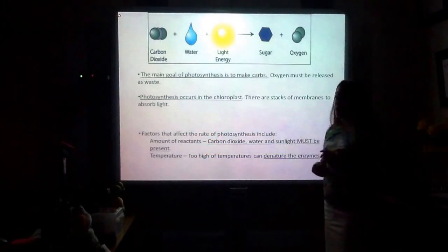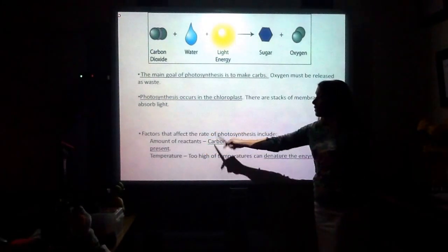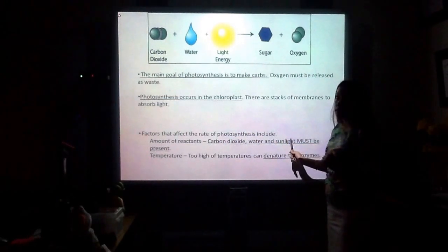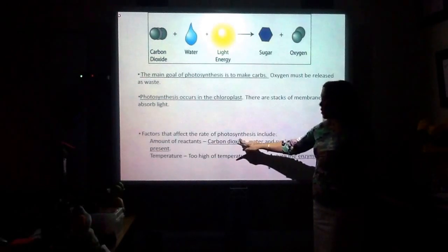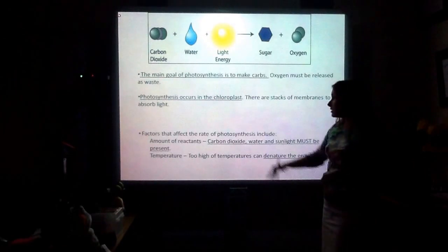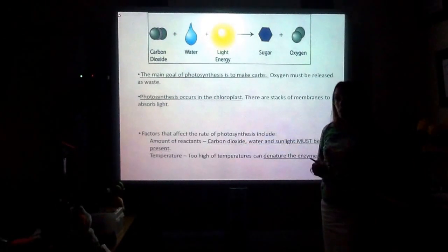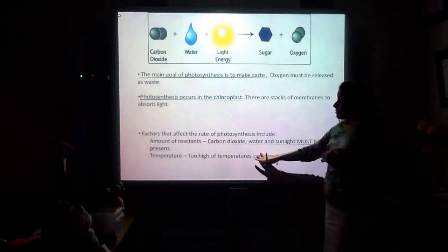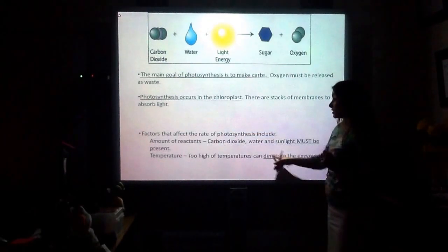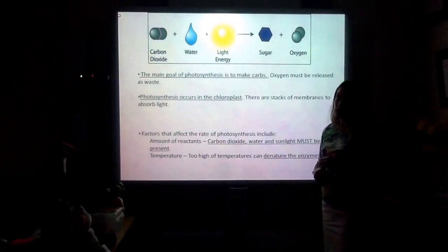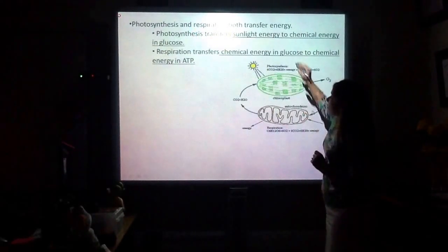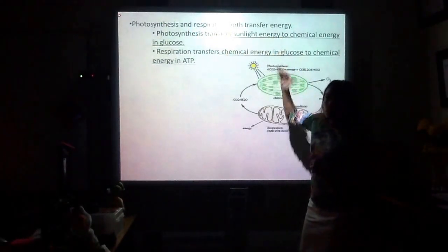Factors that can affect the rate of photosynthesis. We have to have our reactants: carbon dioxide, water, and sunlight. You'll want to put a little star by carbon dioxide because it's one of the most important things. If the plant doesn't have carbon dioxide, it cannot build the sugar. Also, temperature can affect the rate or speed of photosynthesis because too high of a temperature can actually denature the enzymes.